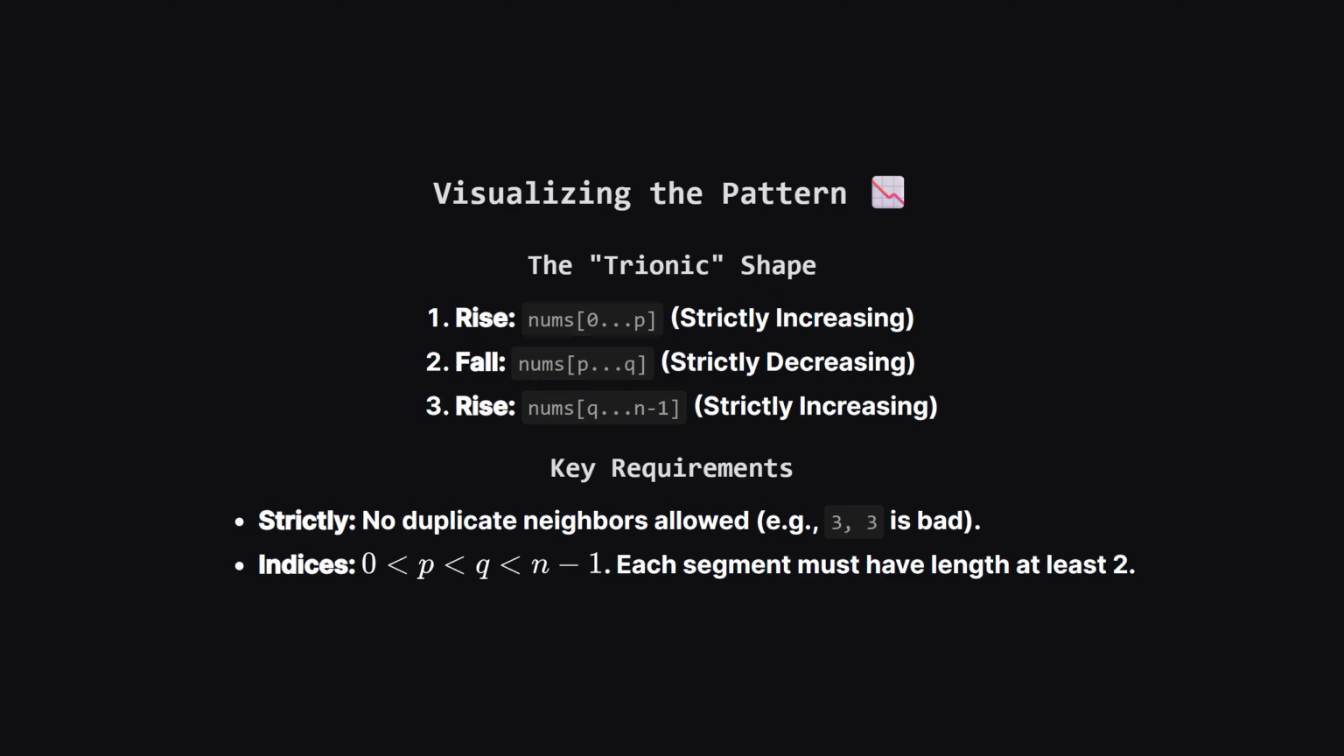Before we code, let's make sure we really see the pattern. We are looking for an up, down, up shape. Think of it like a lightning bolt or the letter N. We have a first section that rises to a peak at index P, then a section that falls to a valley at index Q, and finally, a section that rises again to the end. The critical part is the word strictly. This means we can't have two numbers next to each other that are equal. It must always be moving up or moving down. Also, the indices tell us that each of these three legs must actually exist. You can't have an empty leg.